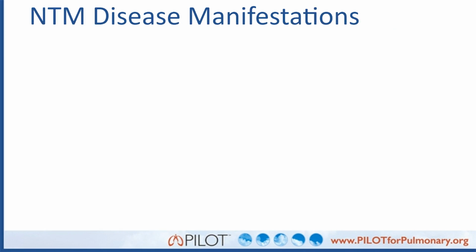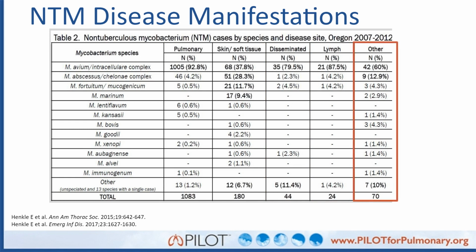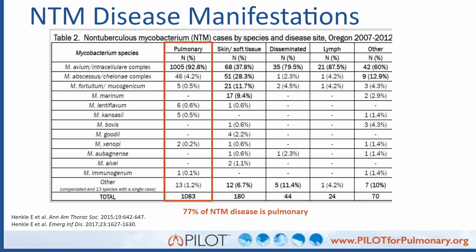And we're going to be talking predominantly about NTM pulmonary disease today, but there are different manifestations of NTM. There could be skin and soft tissue NTM infections, disseminated NTM, which we saw often during the HIV epidemic in immunosuppressed patients, lymph node involvement with NTM, and other sites of organisms. But the predominant form of NTM is pulmonary. About 77% of NTM disease is pulmonary. And out of those pulmonary NTM, the most common infection is MAC.